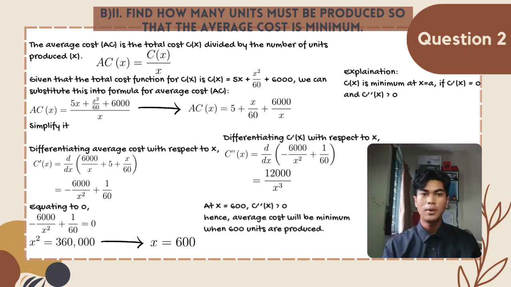So now we will move on to the next question, which is B2. The question is: find how many units must be produced so that the average cost is minimum.